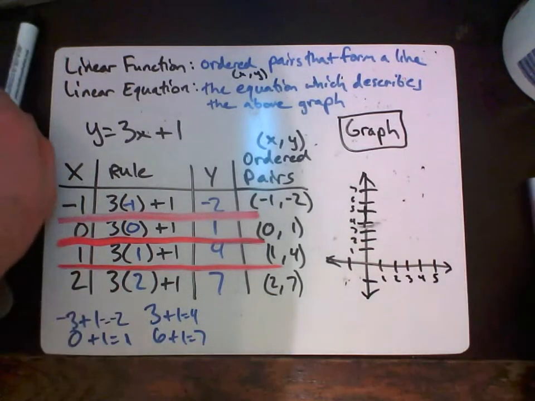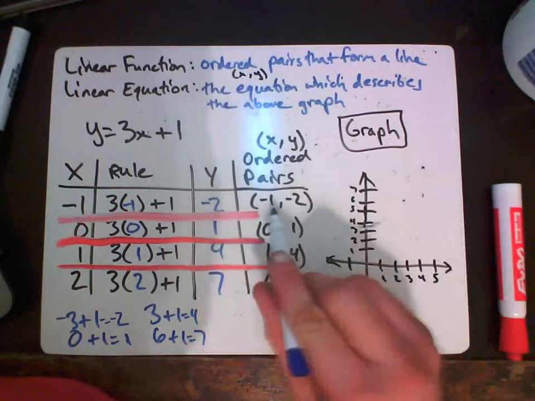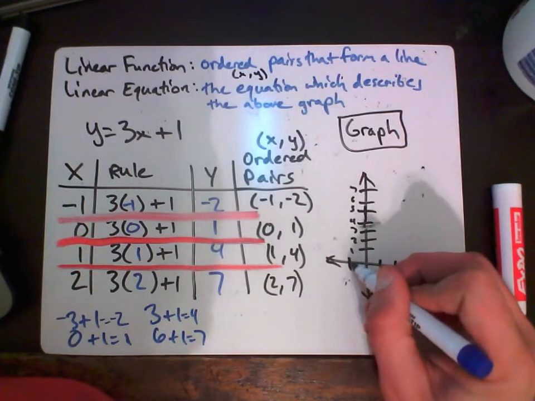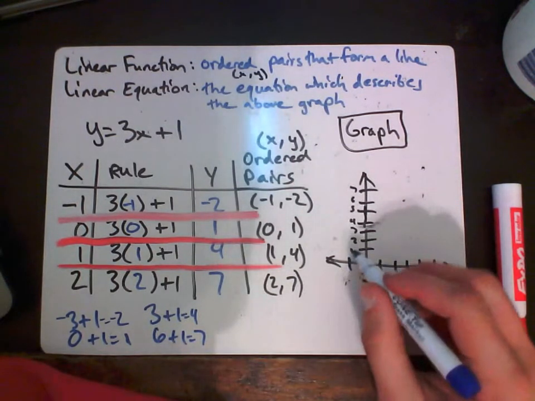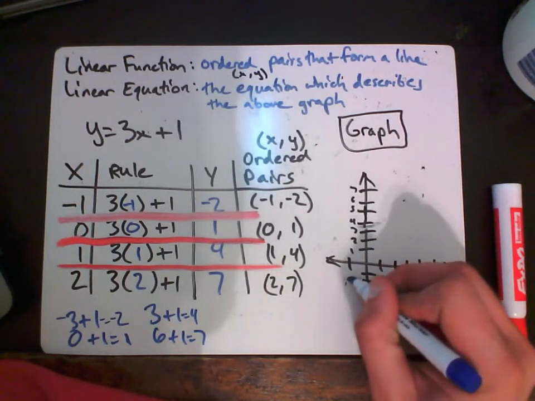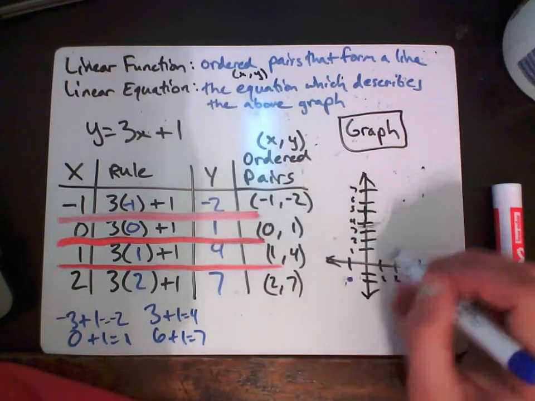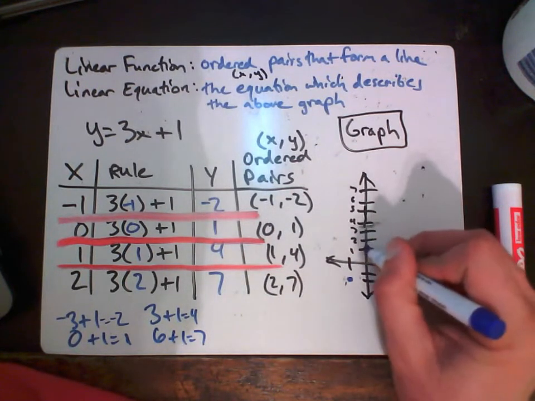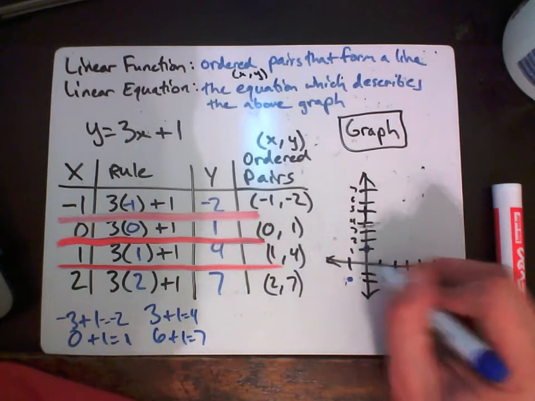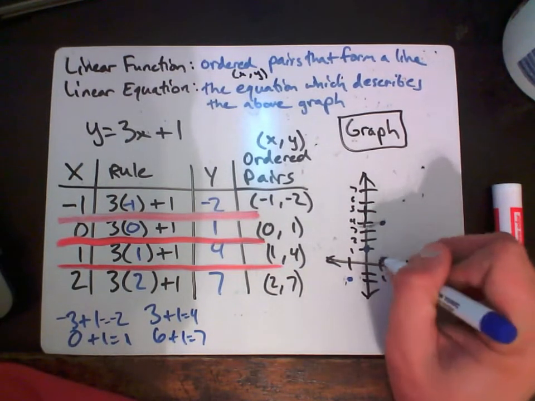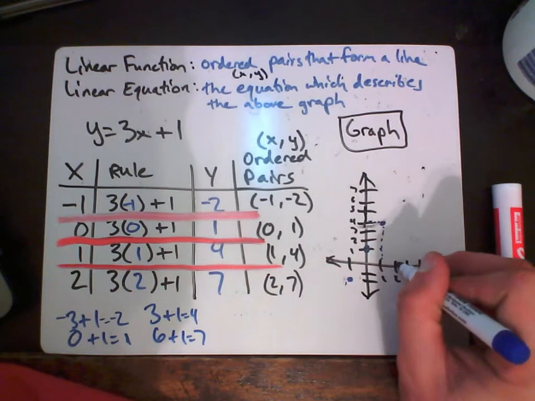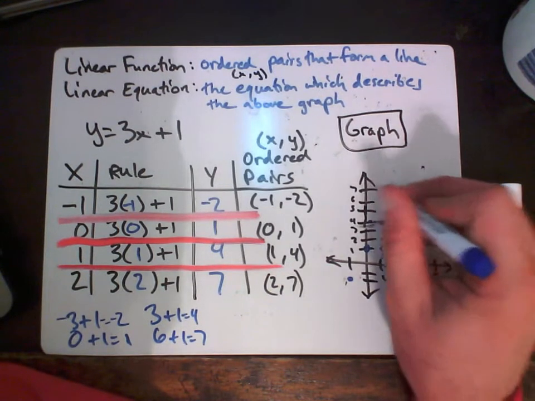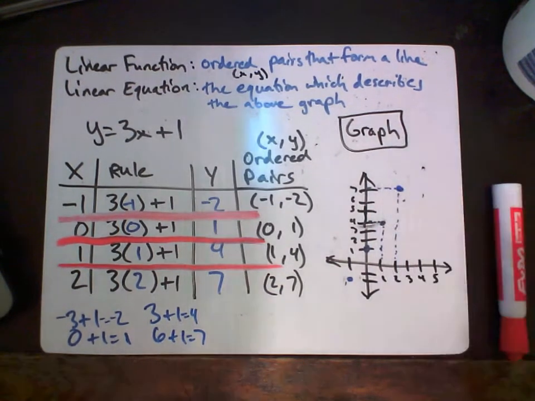Alright, my first ordered pair is going to be -1, -2. Then 0, 1, 1, 4. Again, it might help to do these little dots if you really want to. Finally, 2, 7.